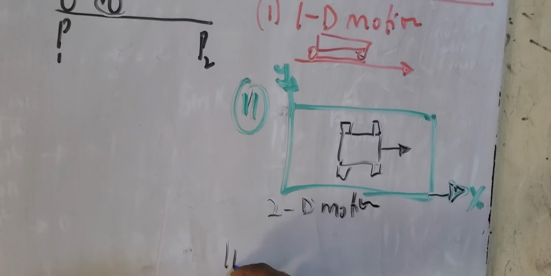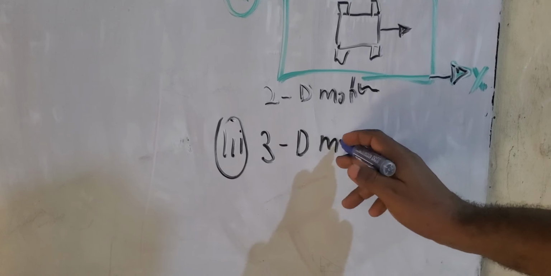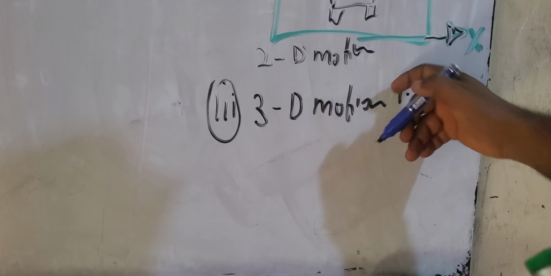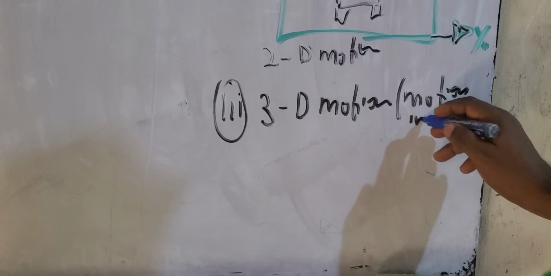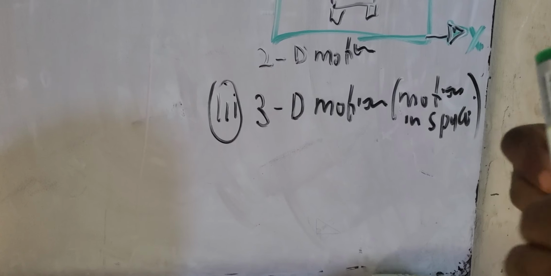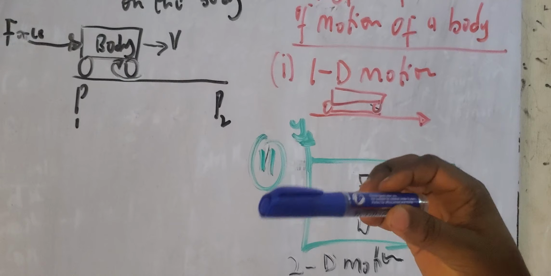Now, we also have 3D motion. That is the motion in space. Like for instance, look at this marker. This marker is in space. So the motion in space like this is 3D motion.